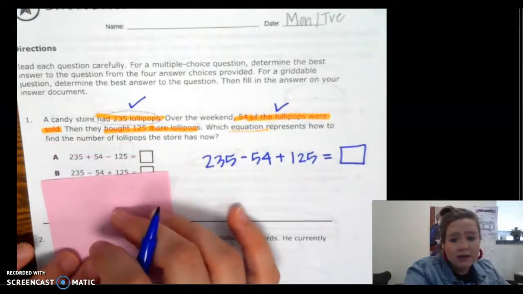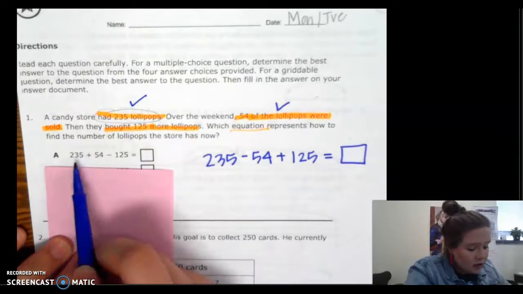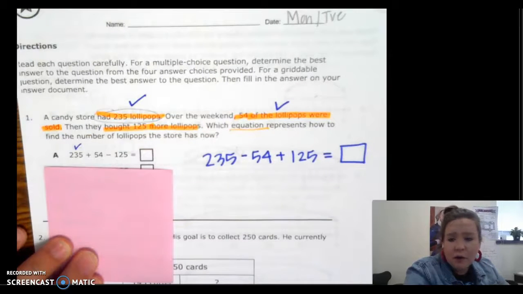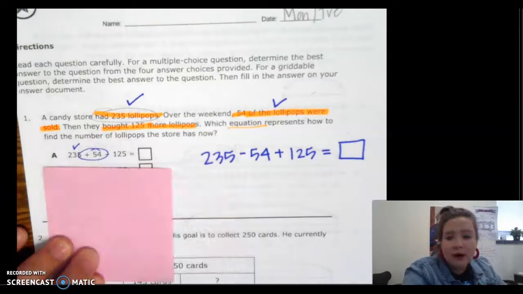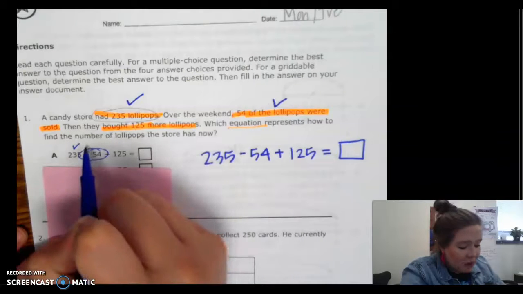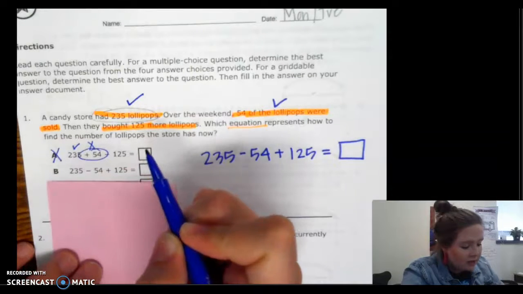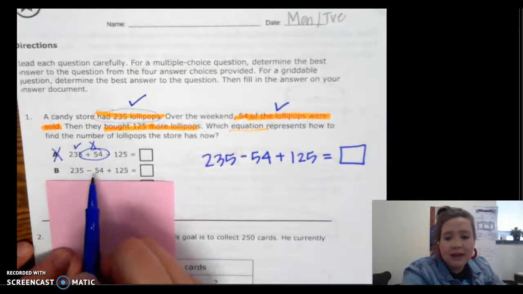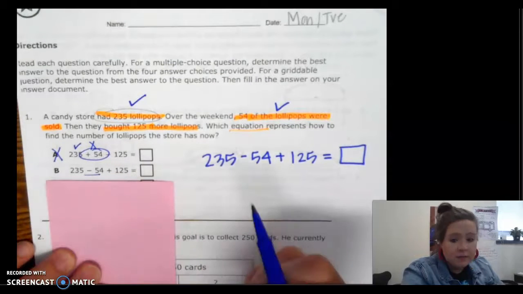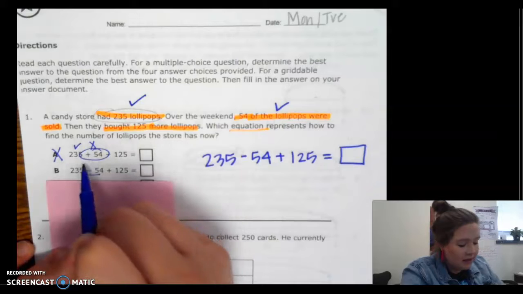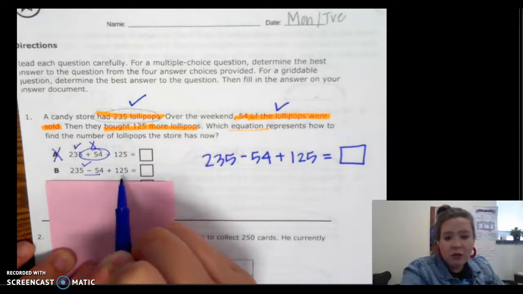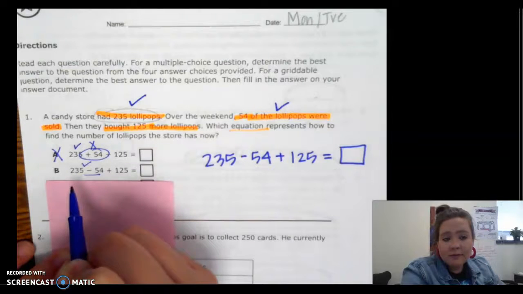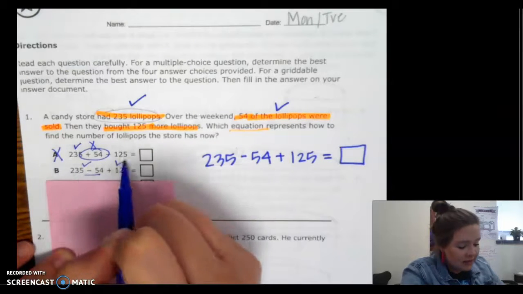Now let's look at our answer choices. 235, yes, plus 54. Are we adding those 54 lollipops? No, we are taking them away. So that crosses that out. 235 minus 54. Is that working? Yes. Plus 125. Are we adding 125 lollipops back to the amount that they have? Yes, so that's a possibility.